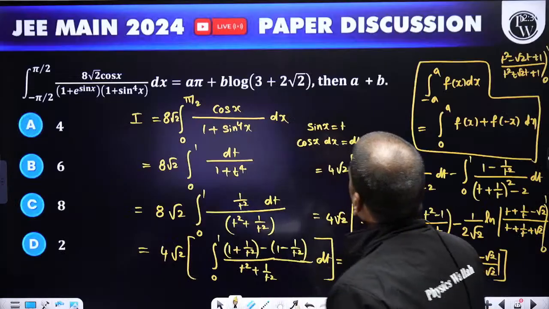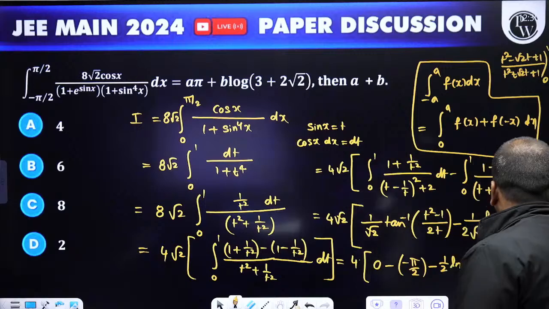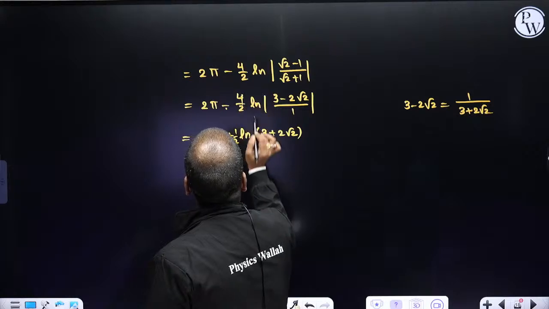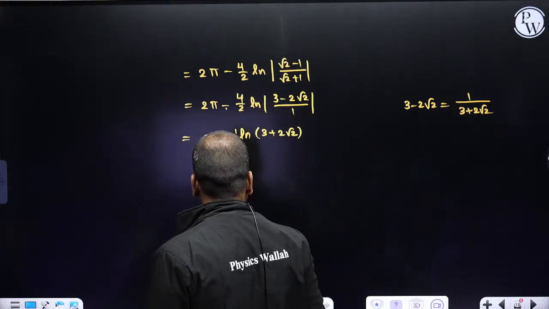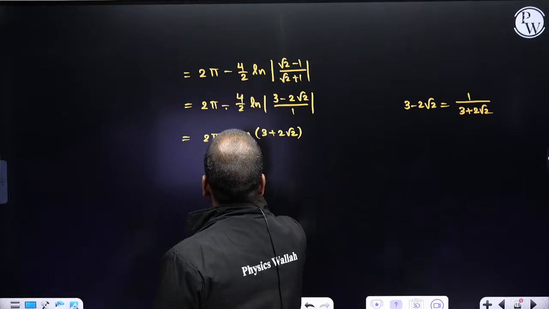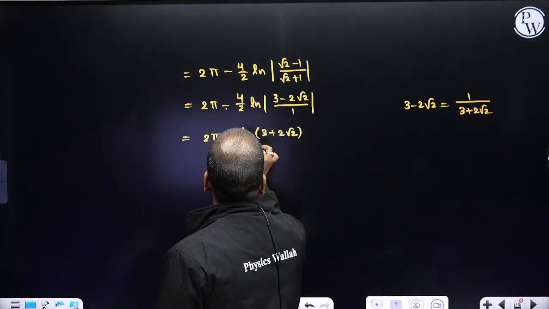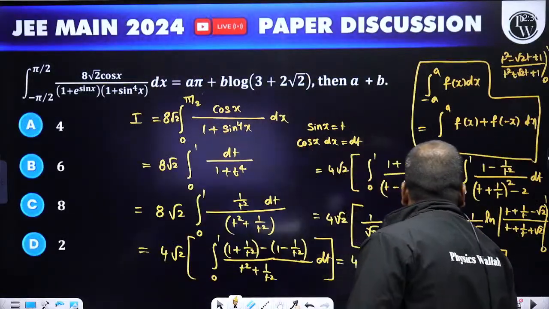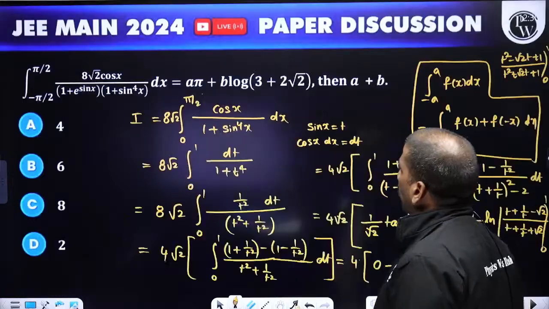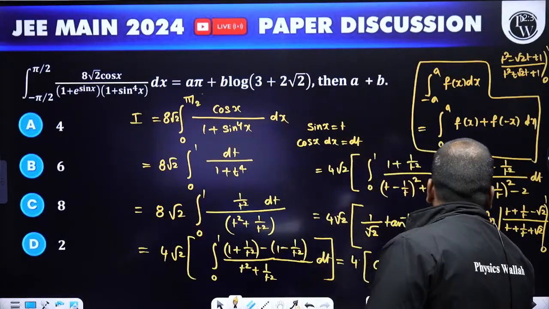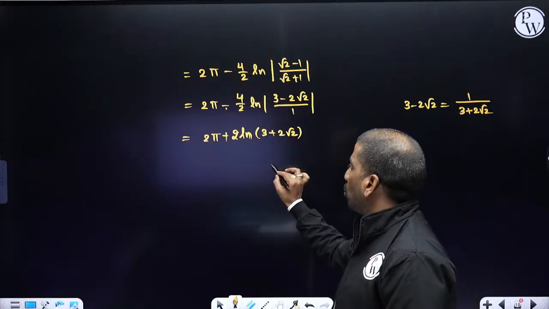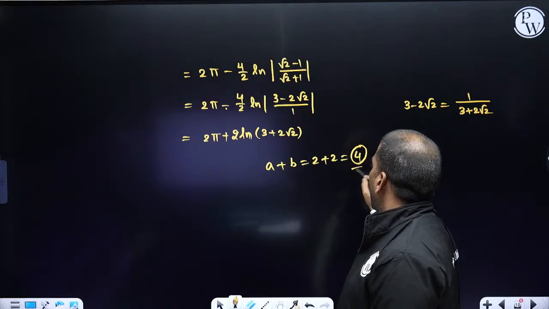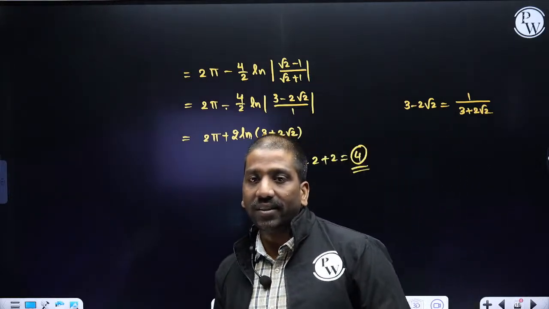Yes. Now what should we get? Outside, actually, 4 is there, we have not multiplied. Here 4 times 1 by 2, so 2 times ln. Once you observe a pi, a pi means here 2 pi, so a is equal to 2. And b times log 3 plus 2 root 2, so that is also 2. A plus b is equal to 2 plus 2, which is 4. That's what it is, right?